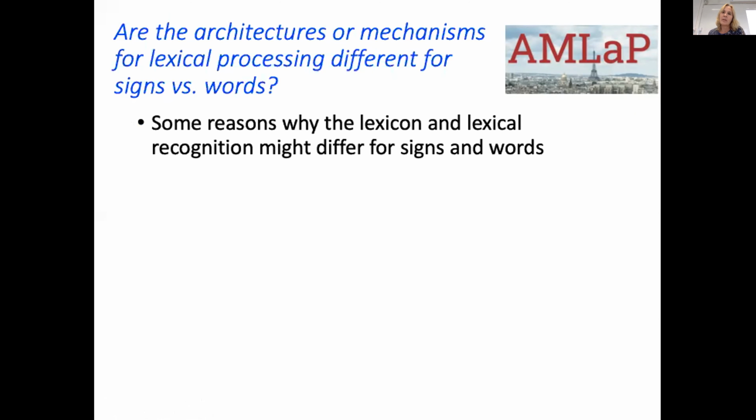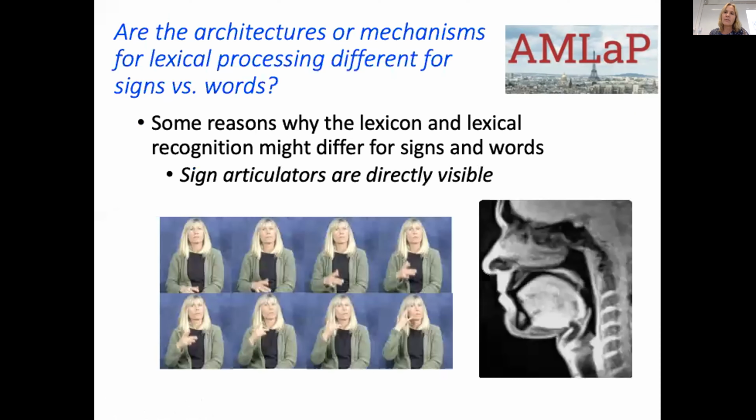So here, let's think about some reasons why the structure of the lexicon and lexical recognition processes might differ for signs and words. One difference is that the sign articulators are directly visible. When you see a sign in isolation, you can see the hand move to the target location on the body. For speech, a lot of the articulators are hidden, so you may not see the silent transition of the tongue within the mouth. This is not perceivable. Does this make a difference in the time course or in how signs are recognized?